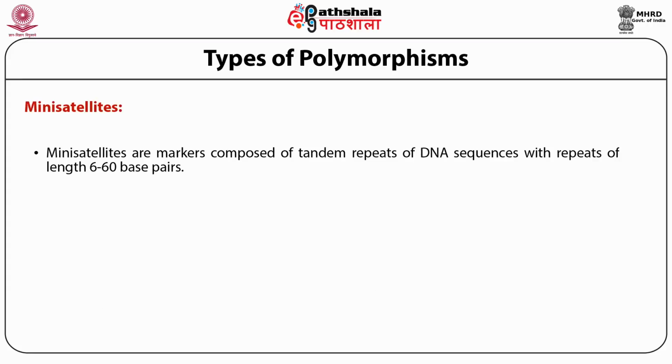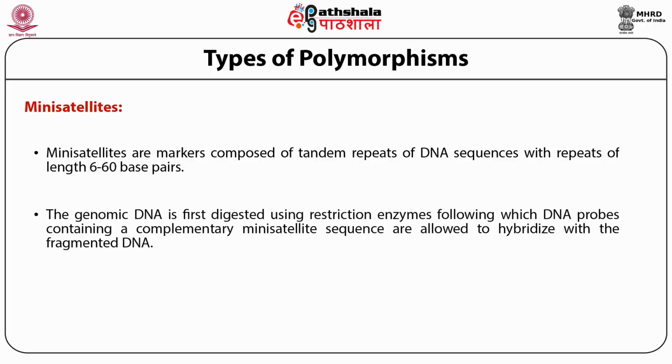Minisatellites are markers composed of tandem repeats of DNA sequences with repeats of length 6 to 60 base pairs. Polymorphisms in minisatellites result from unequal crossing over or gene conversion. The genomic DNA is first digested using restriction enzymes, following which DNA probes containing a complementary minisatellite sequence are allowed to hybridize with the fragmented DNA.